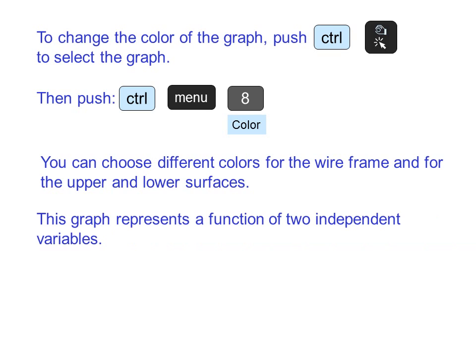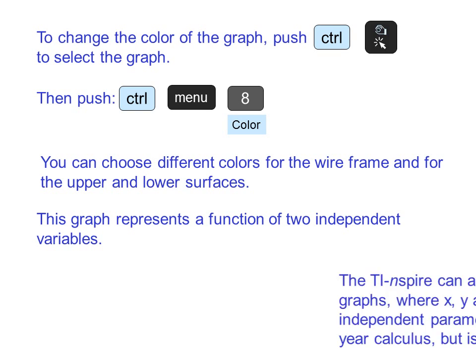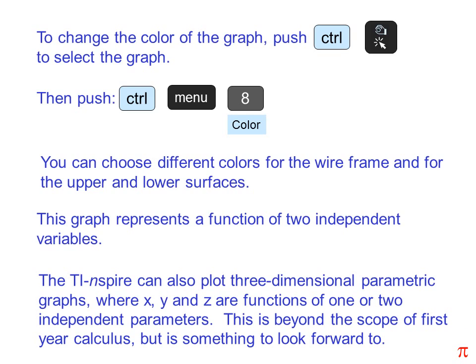This graph represents a function of 2 independent variables. The TI-Nspire can also plot 3-dimensional parametric graphs where x, y, and z are functions of 1 or 2 independent parameters. This is beyond the scope of first-year calculus, but is something to look forward to.